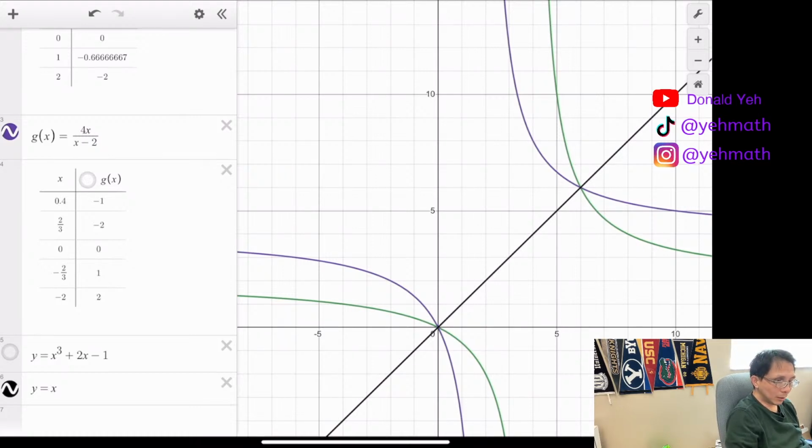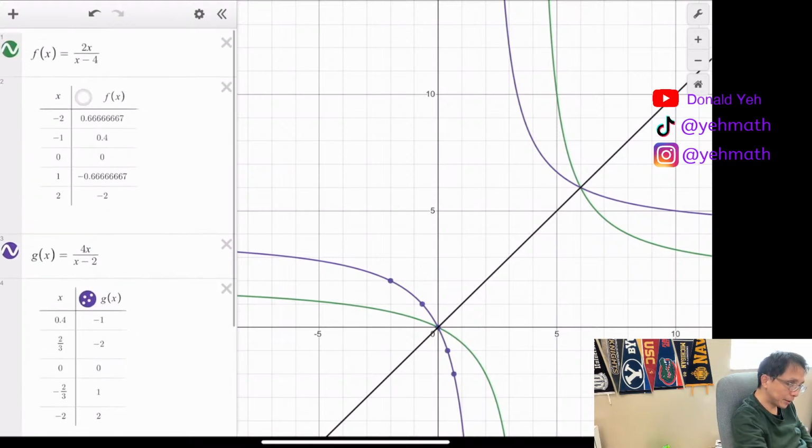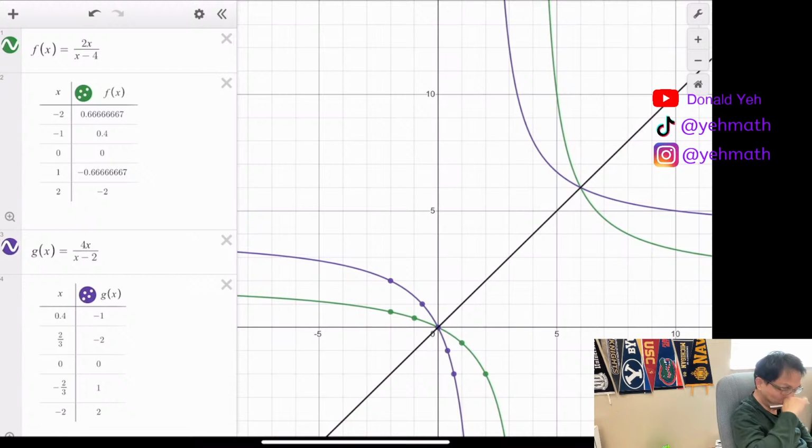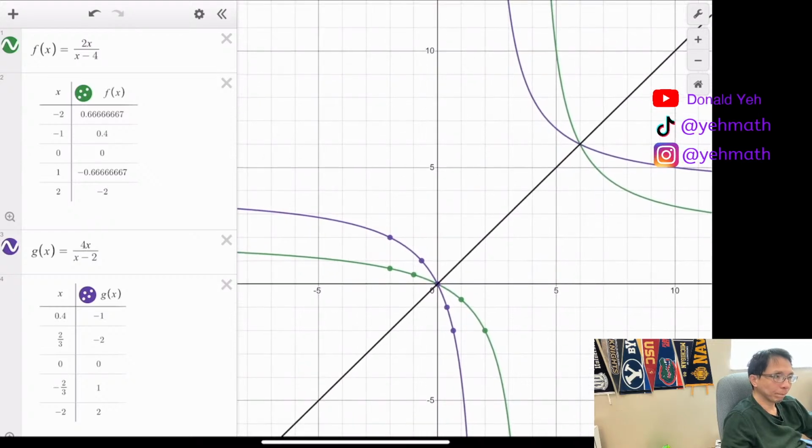Now I'm going to plug in all those points here. I'm plugging all those points here. And that's why you can't have it go up and down, because otherwise it doesn't pass the vertical line test.